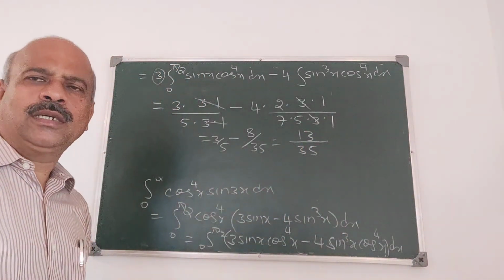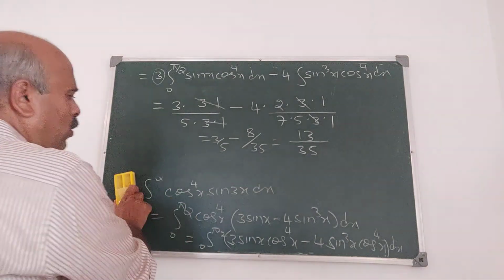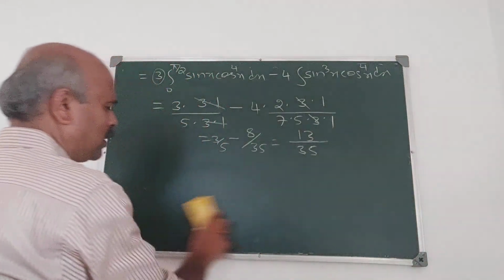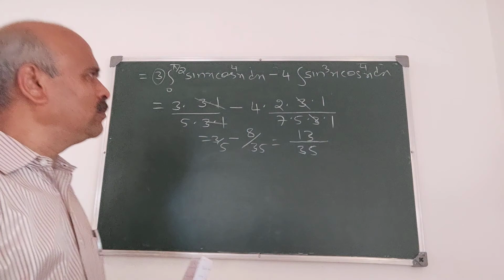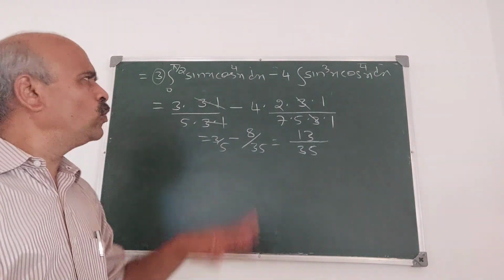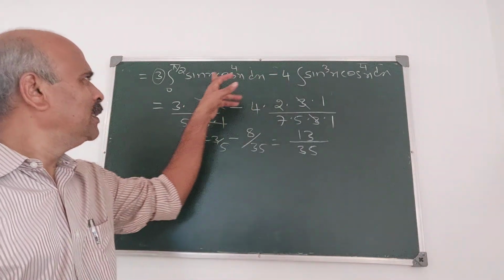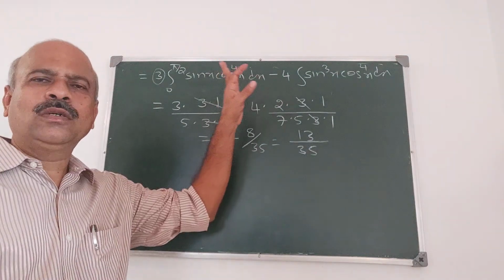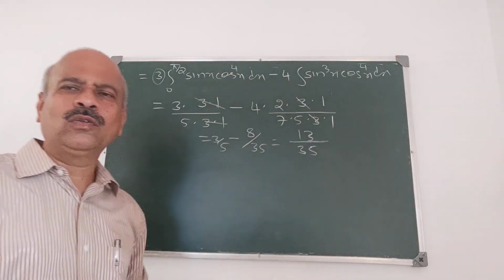Am I correct? I think you followed this. First, sin 3x is expressed in terms of 3 sin x minus 4 sin cube x. Then it is sin x raised to p cos x raised to q. And you have to practice how to apply the formula.